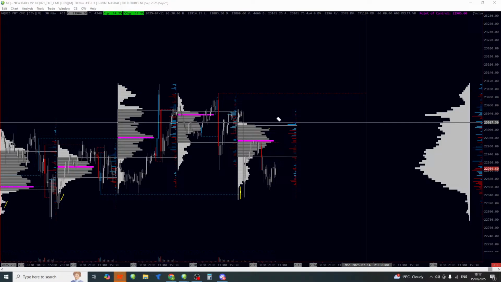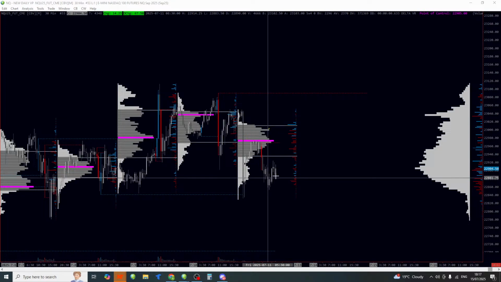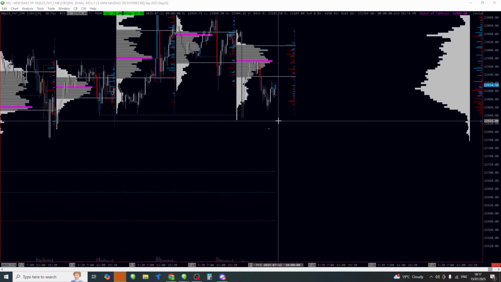The indicator is called market volume profile, for those asking. Volume profile, right? So this is how I look at to get my entries. Now I only trade the New York session, right? I don't trade London, I don't trade Asia, right? But you can use this to trade any session.